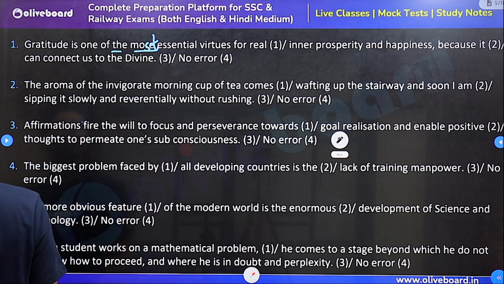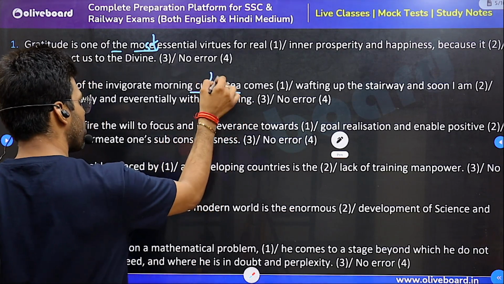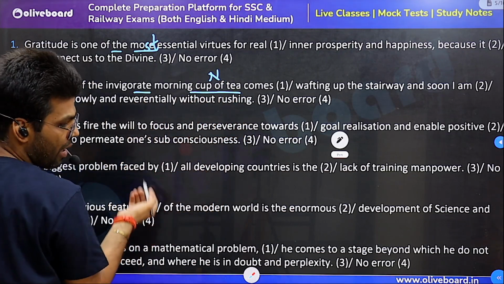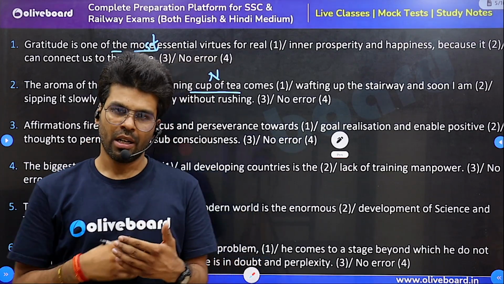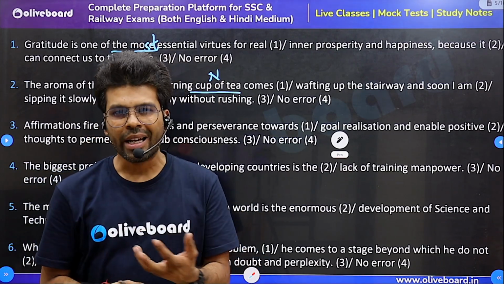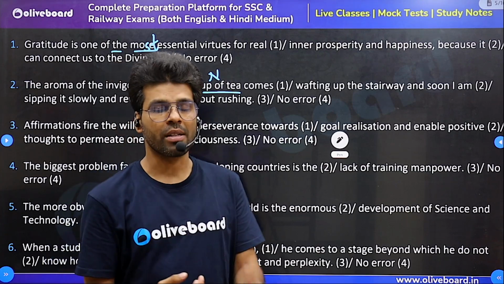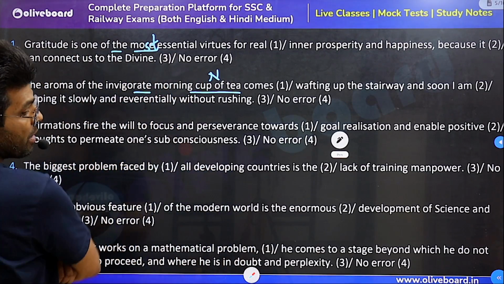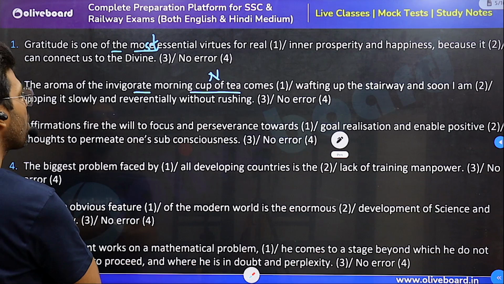The aroma of the morning cup of tea, that's a noun. Invigorate: ate is usually a verb suffix. Translate, formulate, regulate, appropriate, depreciate, appreciate, and many such. So invigorate is a verb in English, while a cup of coffee or morning are nouns.